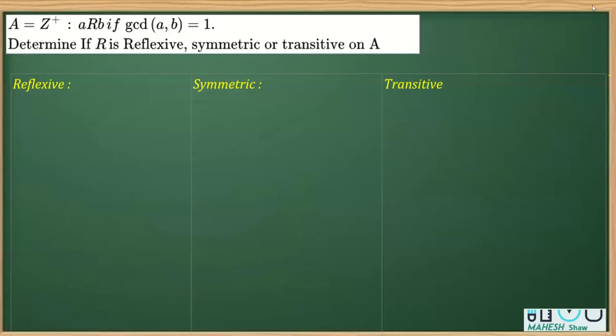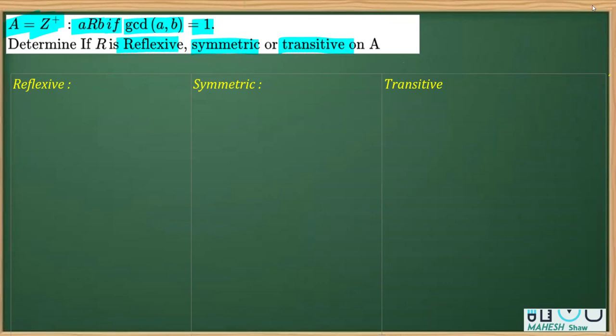In this question from the chapter relation, it says A is a set that is equal to Z plus. That means Z plus stands for all non-negative integers. aRb if GCD of a, b is equal to 1. We have to determine whether this relation is reflexive, symmetric, or transitive.